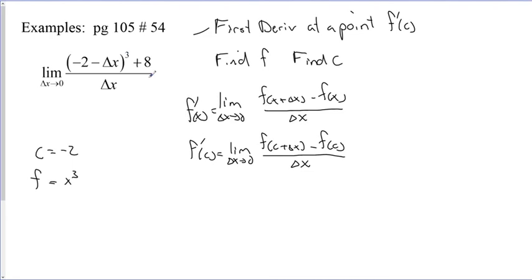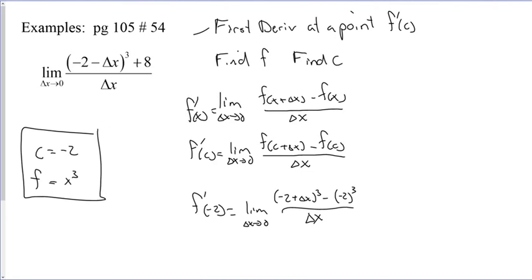So just as a test, if I said find f prime of negative 2, given what I have here, it would be the limit as delta x goes to 0, and this is just a check, of negative 2 plus delta x to the third minus negative 2 to the third all over delta x, and we can quickly see that it is this expression, so I feel confident in those answers.